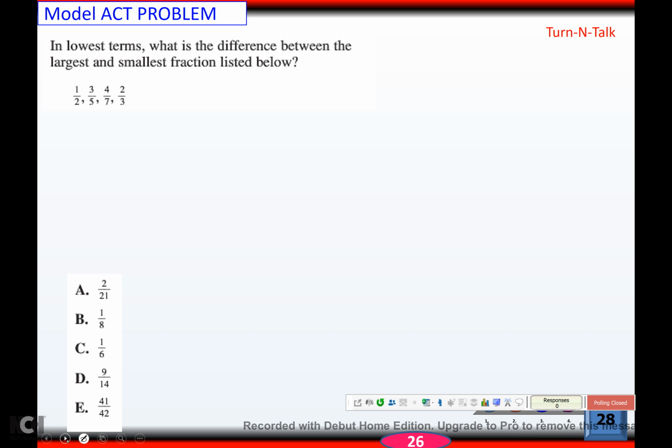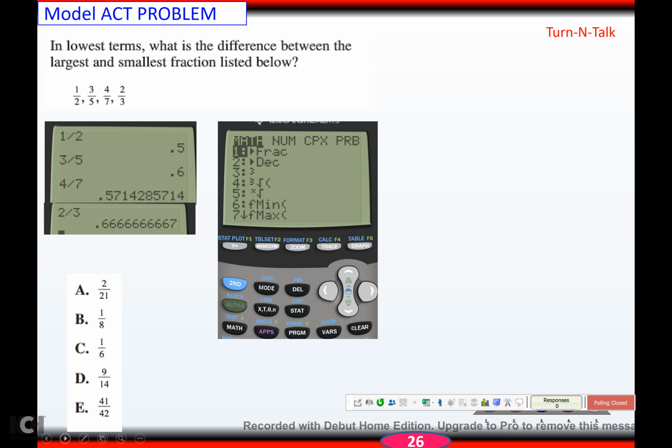Alright, what I did was turned them all into decimals. So I typed in 1/2 is 0.5, I typed in 3/5 is 0.6, 4/7 and 2/3. And then I'm going to put them in order from smallest to biggest. 0.5 is smaller than 0.6, but this is 0.50, 0.57, so this is the smallest, this is the second. 0.60 is smaller than 0.66, so there's my order. 1/2 is first, second is 4/7, third would be 3/5, and last would be 2/3.